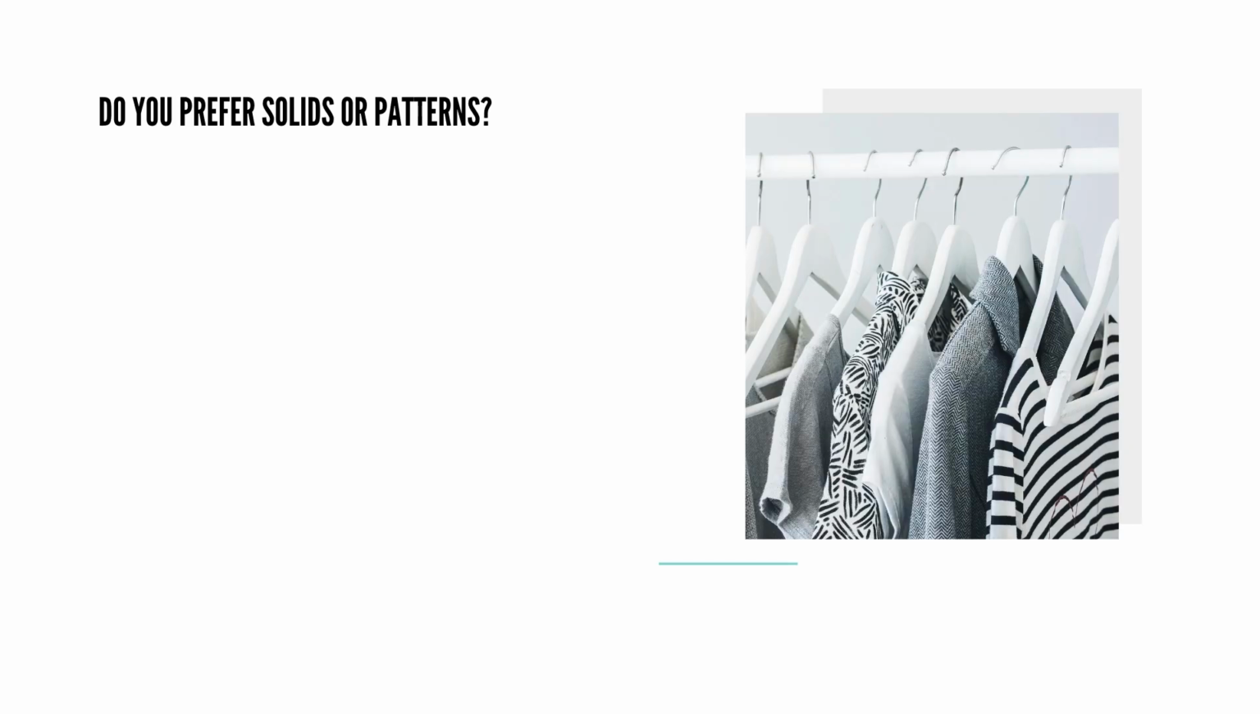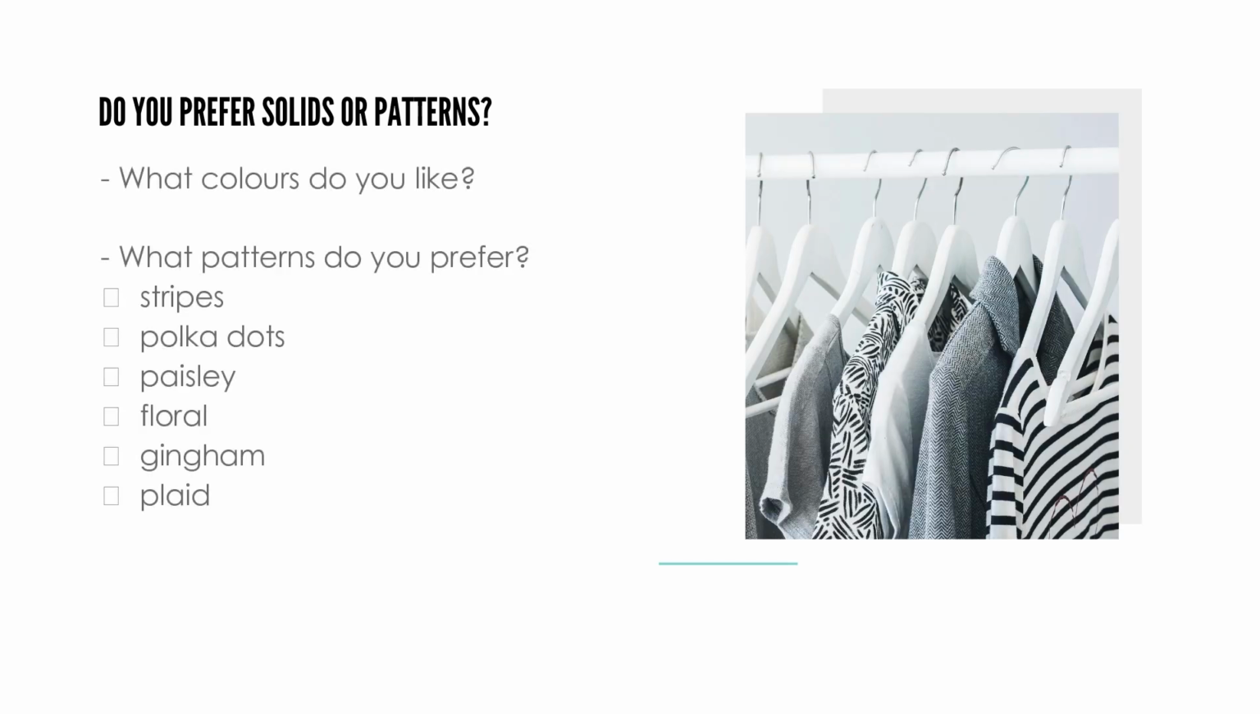To further help you define your design style, you can look at your wardrobe for clues. For example, take a look to see what exactly is in your wardrobe. Do you prefer to wear solid colors? And if you do, what colors do you prefer to wear? Or do you prefer to wear clothing with patterns? And if you do, then what patterns do you see that are prevalent? Do you prefer stripes, polka dots, paisley, florals, gingham, plaid? Whatever it is, write it down so you have it to refer back to.